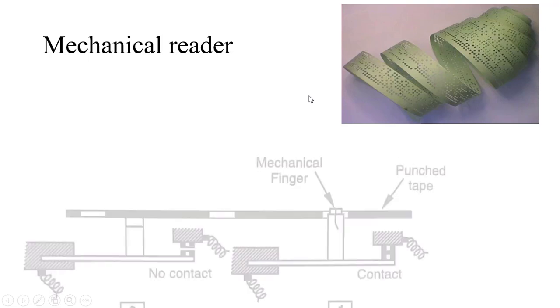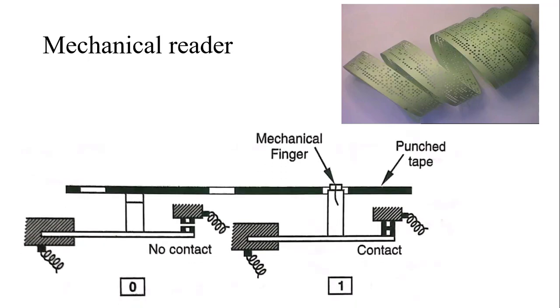Fine. The first type of reader is the mechanical reader. How does it work? This is a type of mechanical reader. You can see over this, this is your punched tape moving through, and below here are your mechanical fingers. Whenever this mechanical finger passes through this hole, a contact is made, and this is a 1 position. Correct? It's a binary connection, either 0 or 1, meaning the data is read or the data is not there.